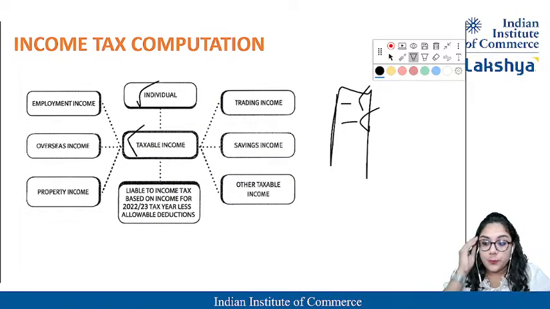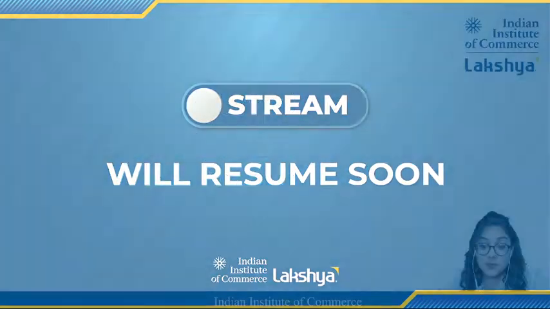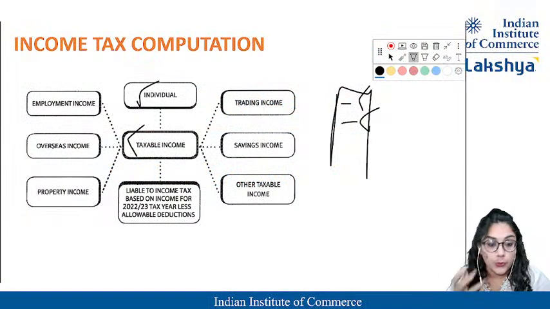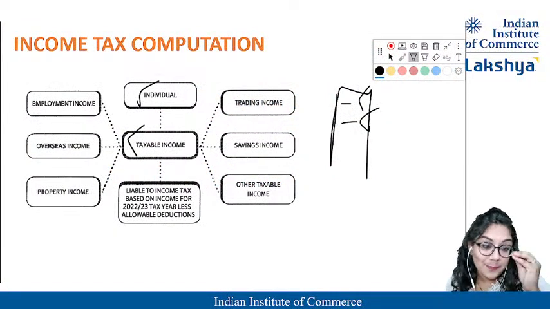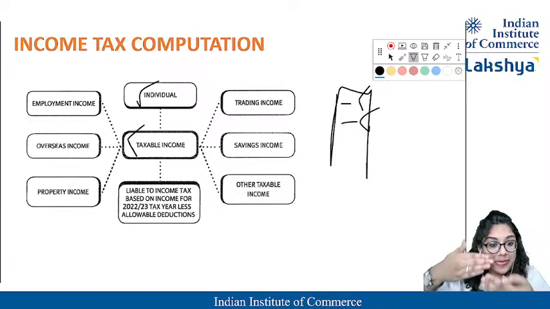This is what normally the banks would want, only the income. They'll ask, please give us an income tax return. When we say income tax return, it consists of only two figures: the taxable income, and the tax, which could be either payable or refundable.